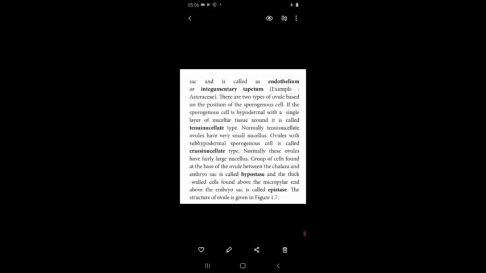So two types of regions are present in the ovule. One is hypo, that means base. Another one is epi, that is the top. So a group of cells found at the base of the ovule between the chalaza and the embryo sac is called the hypostase. The thick-walled cells present above the micropylar end and above the embryo sac are called the epistase. This is the structure of an ovule and its parts and functions.